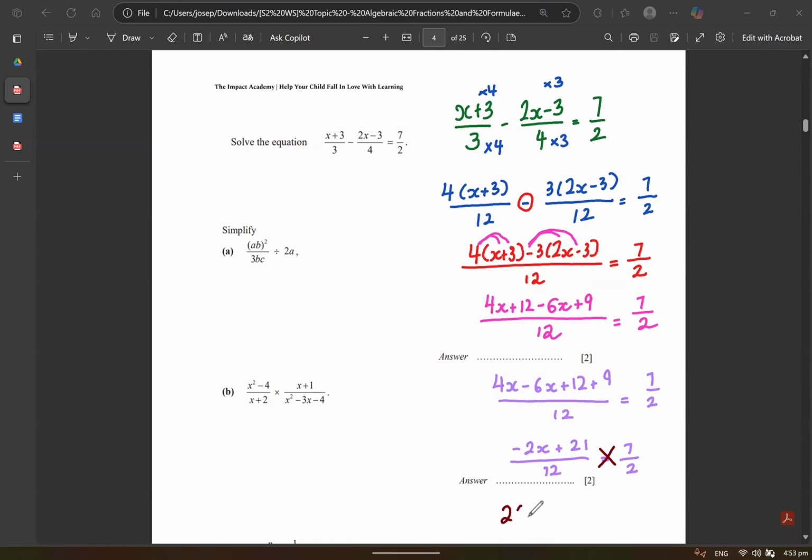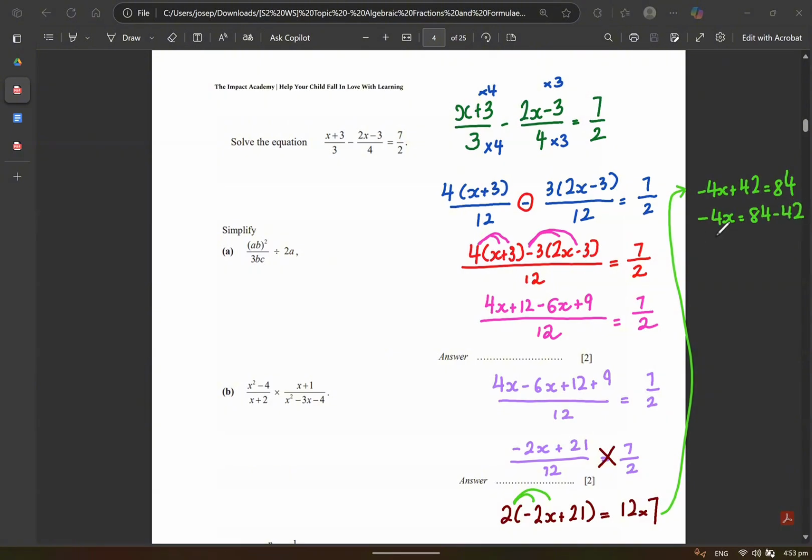Okay, so we're going to go 2 bracket 2, my negative 2x plus 21 equals 12 times 7. Can you understand? I'm going to continue from here. You're going to expand this accordingly. All right, so we get negative 4x plus 42 is equal to 12 times 7. How much is 12 times 7? 12 times 7, we get an answer of 84. Agree or disagree? All right, so negative 4x is equal to 84 minus 42.